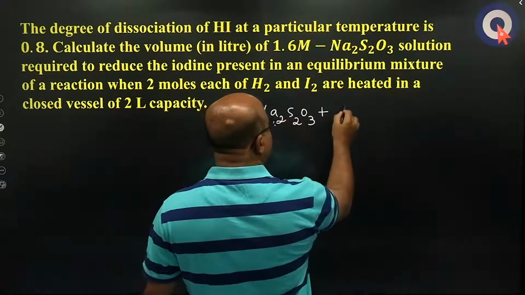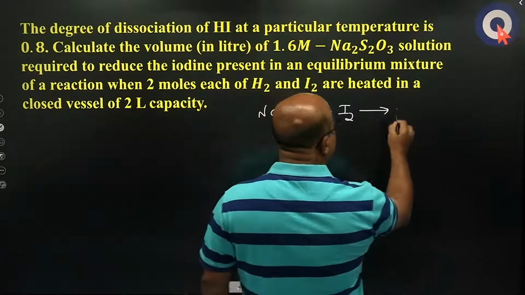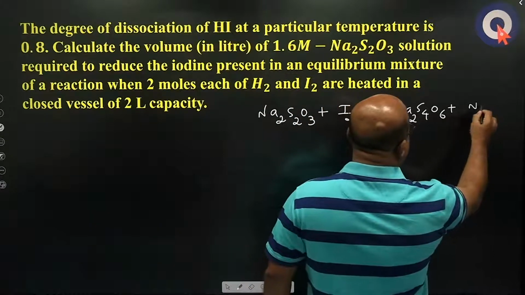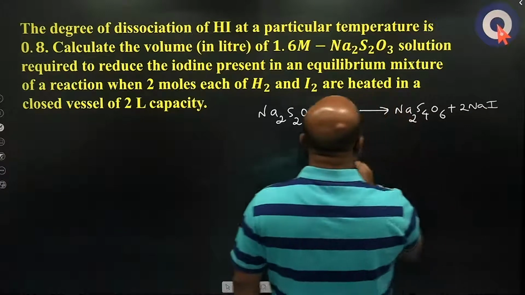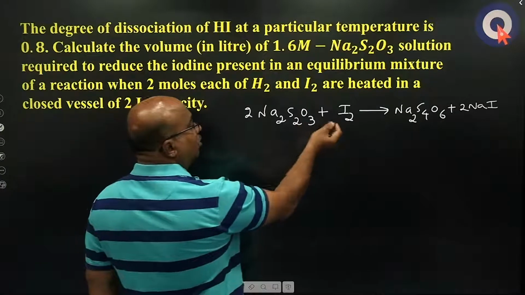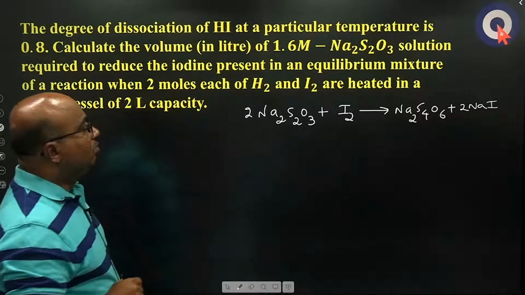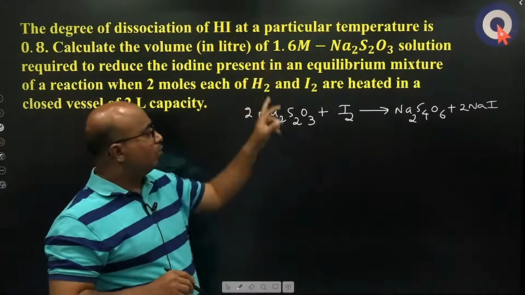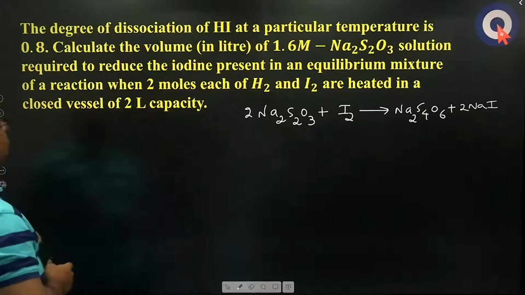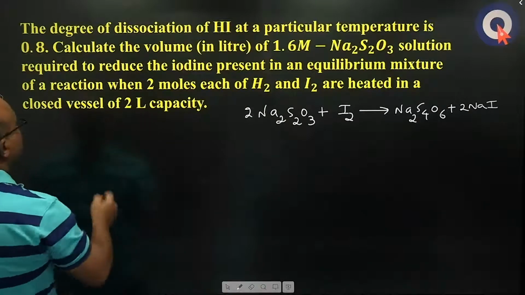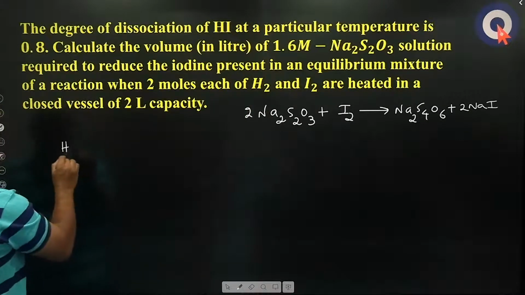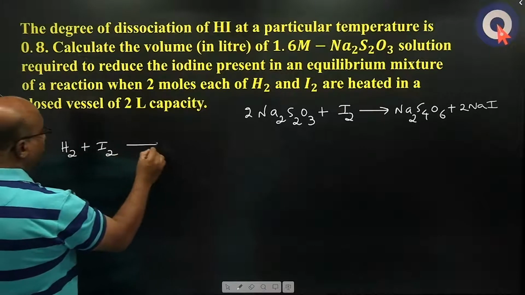So sodium thiosulfate reacts with iodine, converts into Na2S4O6 plus NaI. So if you balance it, this is nothing but again 2. That means 2 moles of this react with 1 mole of this. So we are given the concentration of sodium thiosulfate, we need its volume in liters. So let us see what the equilibrium is. We have taken H2 and I2, which was in equilibrium with 2HI.